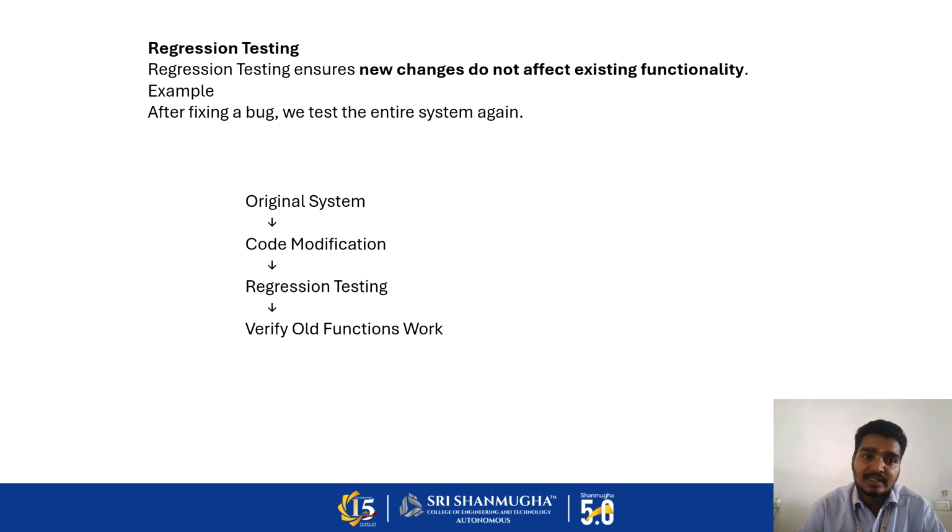Next is regression testing. Regression testing ensures that new changes do not affect the existing functionality. If we make new changes in the software development model, it should not affect the existing functionality. That is called regression testing. For example, after fixing a bug, you test the entire system again. First the original system, then the code modification, then regression testing, and the old functionality should still work. That is called the regression testing model.